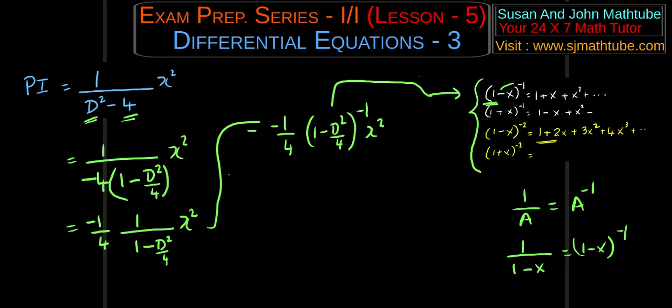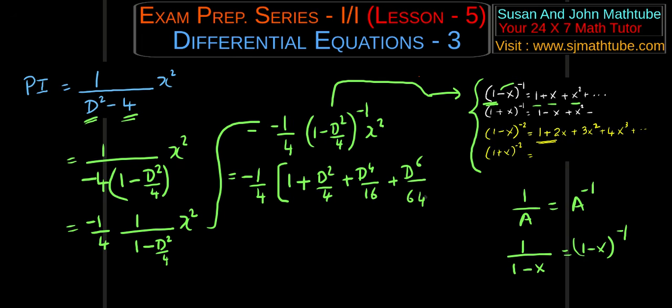That's a trick to remember the formula. So we get 1 plus d square by 4, because instead of x we have d square by 4, plus d to the power 4 by 16. We have to square that. 1 plus x square plus x cube plus, the next one will be d to the power 6 by 64 plus etc., etc., etc., of x square. Now wait a minute.